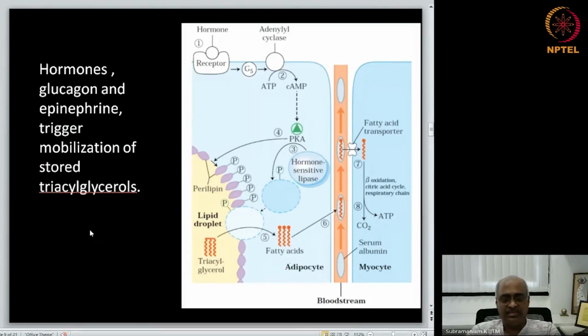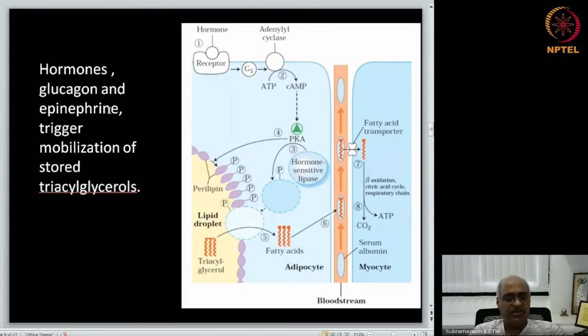And that mobilization is achieved by these hormones, glucagon and epinephrine. Glucagon is produced by the alpha cells of pancreatic islets. And epinephrine, you already know, comes from the adrenal medulla. So we have already encountered this hormone earlier. These two hormones are produced when the glucose level goes down, so they are activated in response to sensing the glucose level.